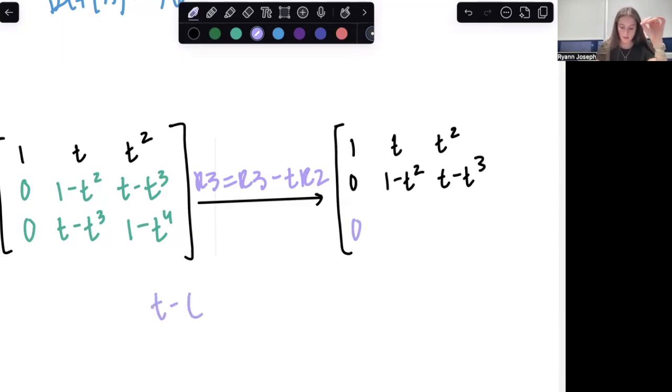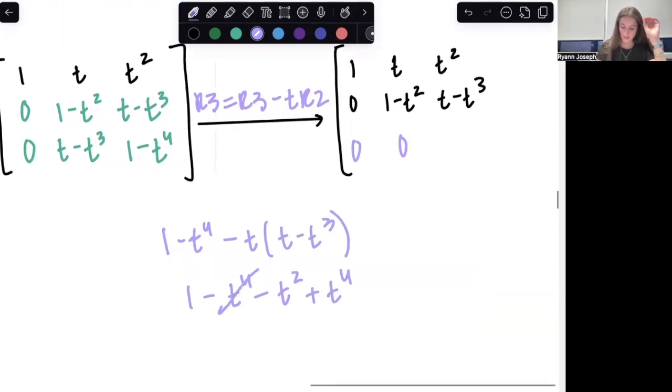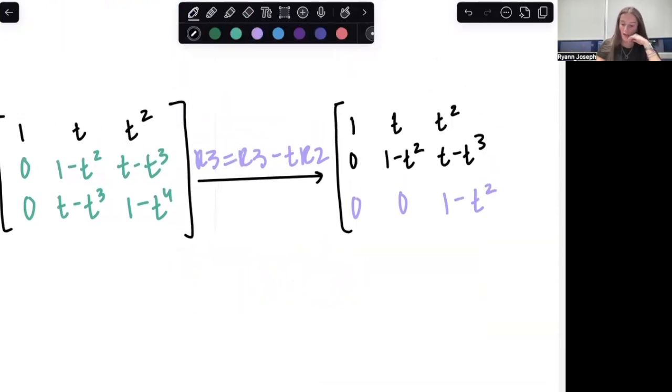cubed, so t minus t cubed, minus t times 1 minus t squared, that becomes 0, and then my last thing is this last column, so 1 minus t to the 4th, minus t times t minus t to the 3rd. So that mess, 1 minus t to the 4th, minus t squared plus t to the 4th. So these cancel out, leaving us with 1 minus t squared.